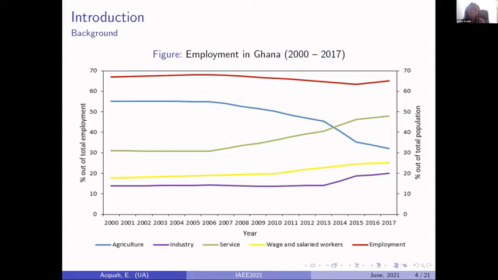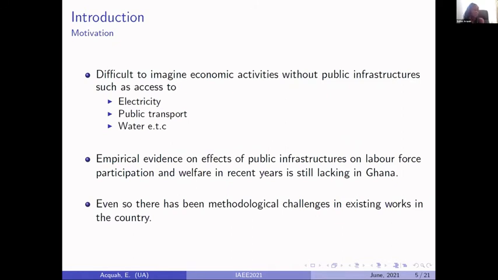Wage and salaried workers have not really seen much change, and employment in general has not changed through my sample, which runs from 2000 to 2017. So what does this leave us? I think it's difficult to imagine economic activities without public infrastructure, such as access to electricity, public transport, water, and the rest. But empirical evidence on the effects of public infrastructure on labor force participation and welfare in recent years is still lacking in Ghana. So too are the methodological challenges in existing works.